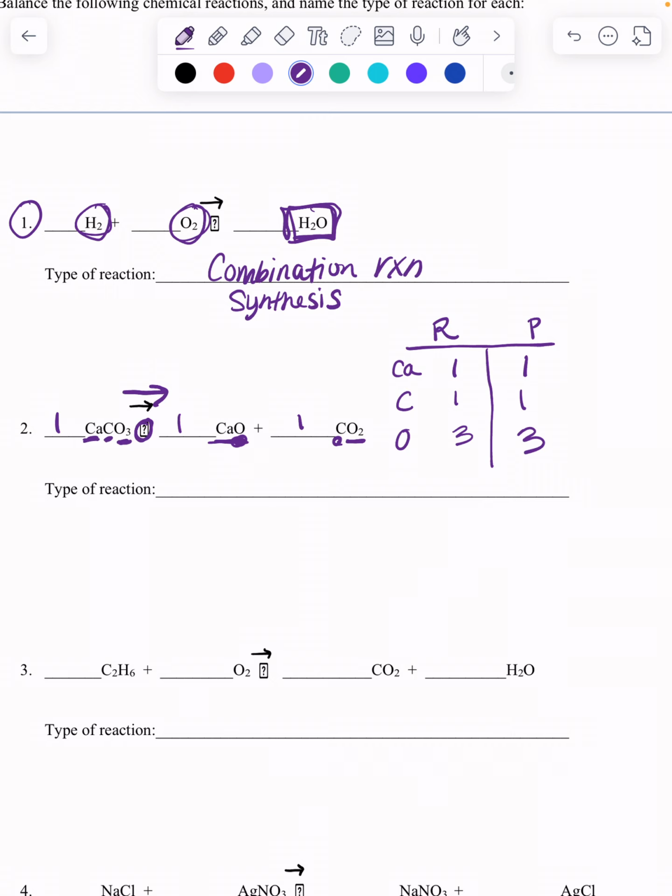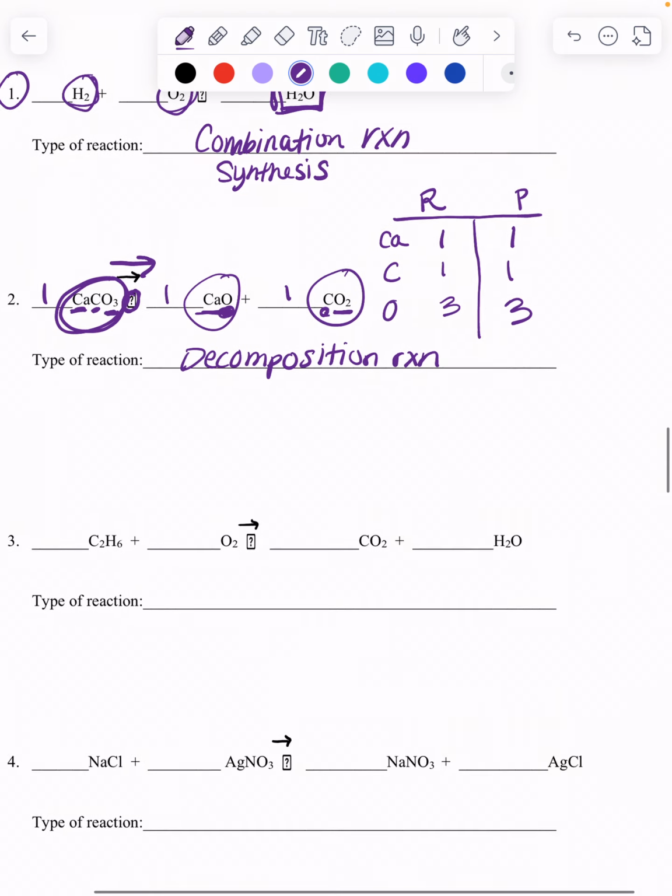So the next step would be, hey, what type of reaction is this? I got no idea. But look at it. It's kind of the opposite of the first one we did. It has one reactant, one big compound that is breaking down into 2 smaller products, right? So this would be known as a decomposition reaction. So this is decomp. One thing breaking down into 2. Amazing. So let's try this next one.